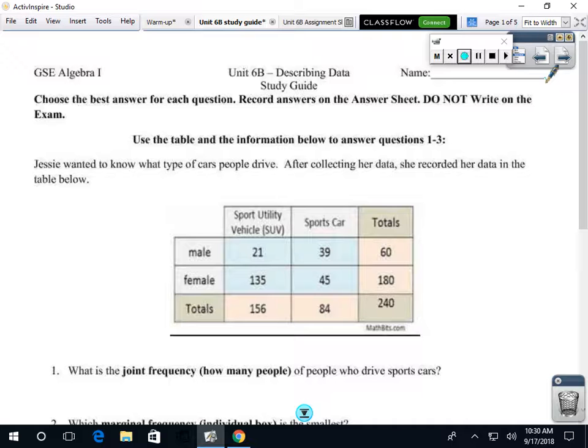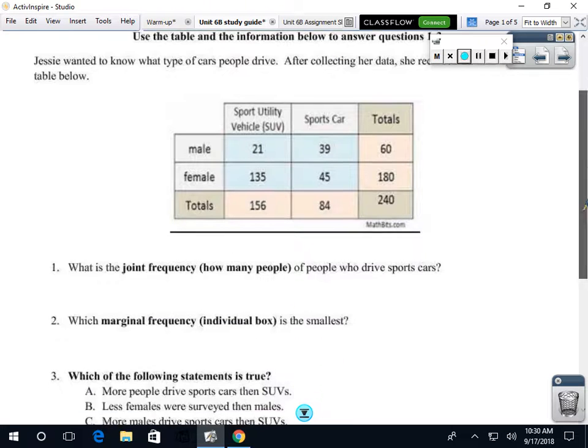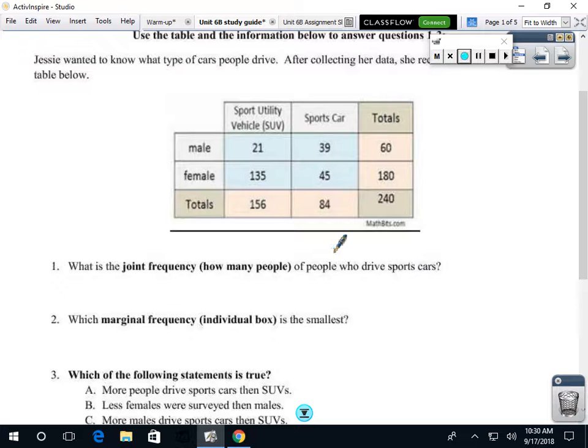Use the table and the information below to answer questions 1 through 3. Jessie wanted to know what type of cars people drive. After collecting her data, she recorded her data in the table below. Now, remember, I told y'all to make some changes to the first two questions. For this one, we changed it to males. And then this one, we just scratched that out, right?